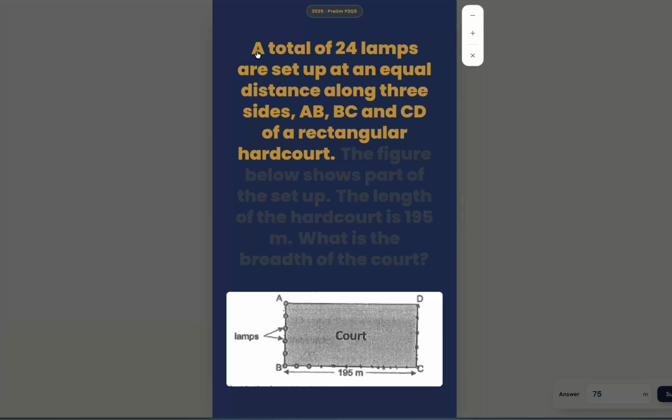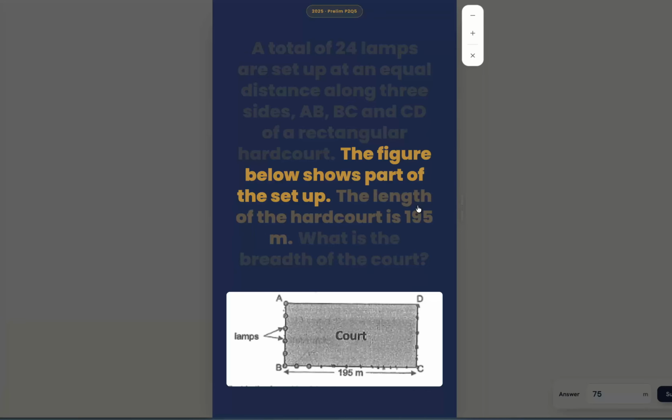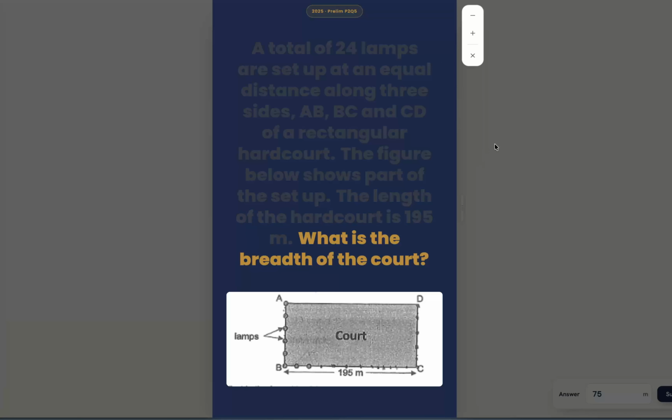Question 5. A total of 24 lamps are set up at an equal distance along 3 sides, AB, BC, and CD of a rectangular hard court. The figure below shows part of the setup. The length of the hard court is 195 meters. What is the breadth of the court?